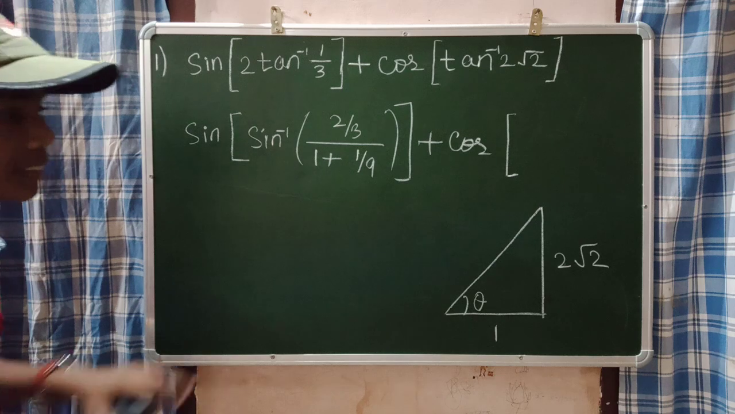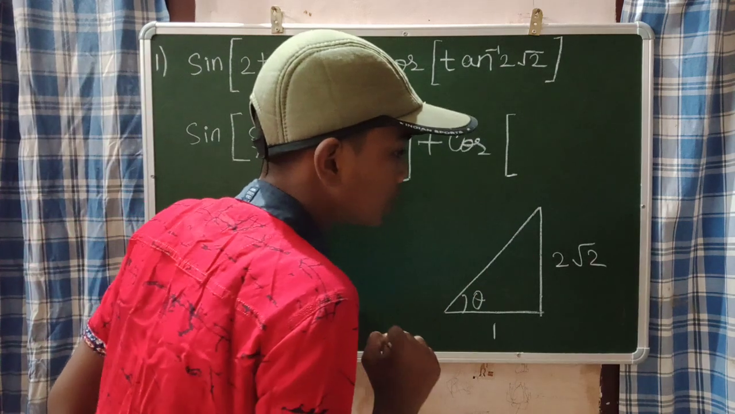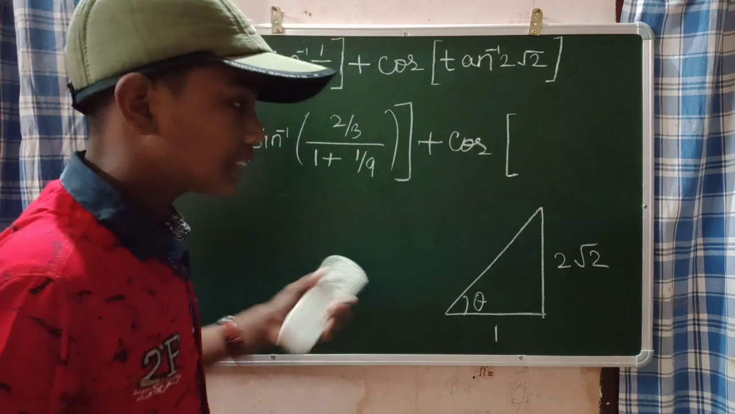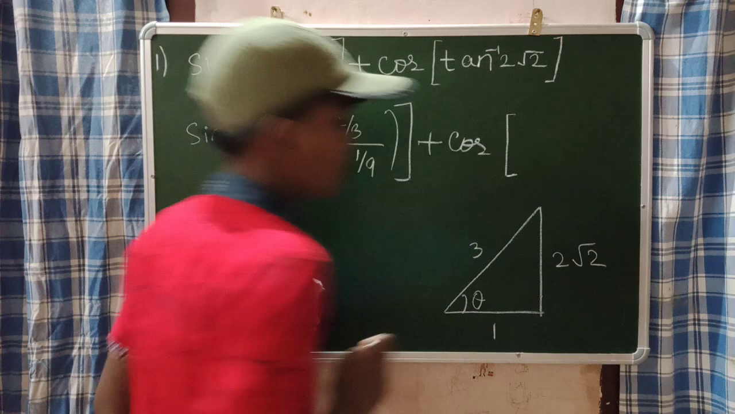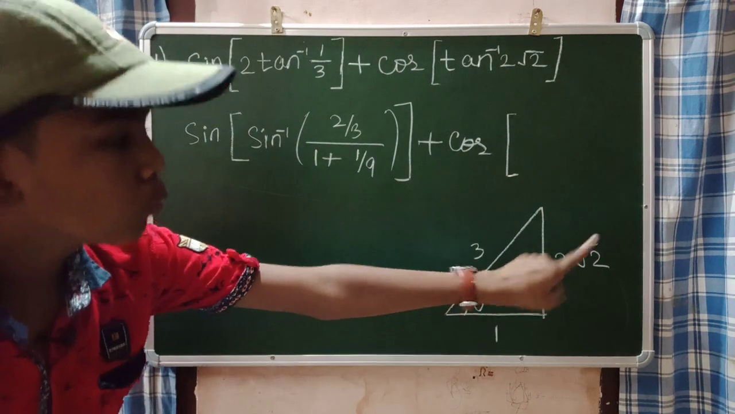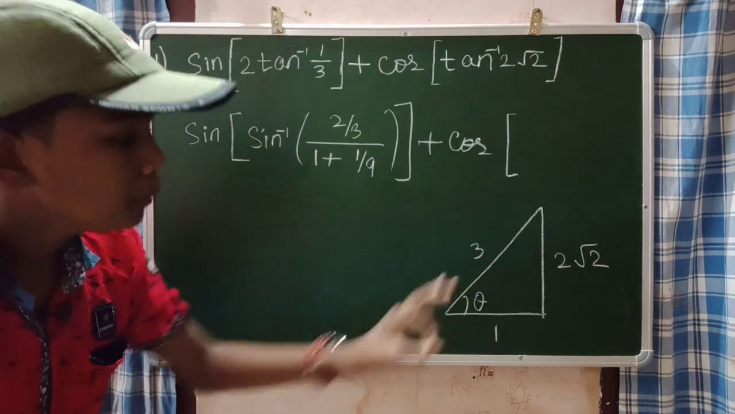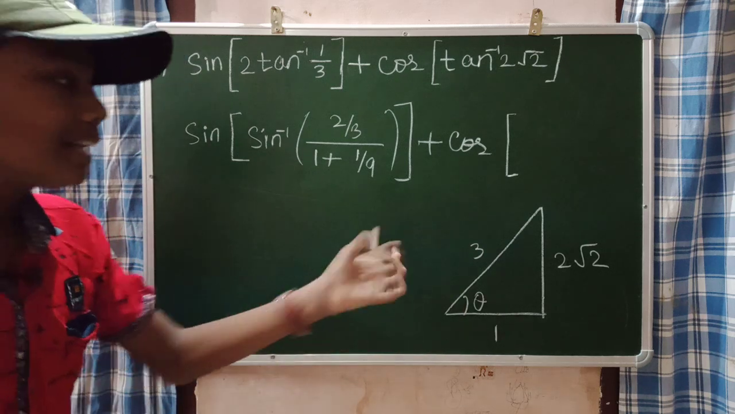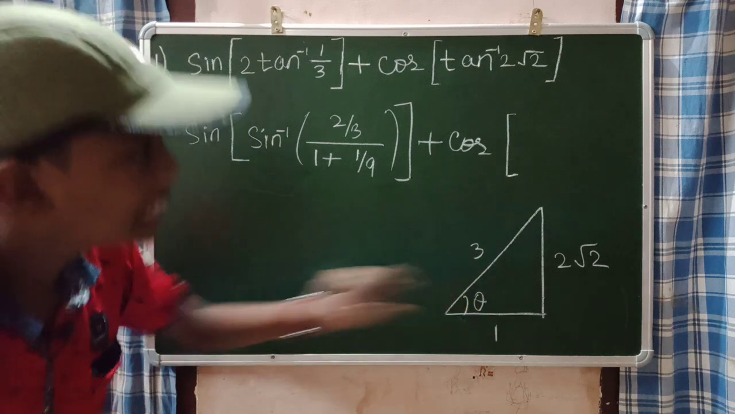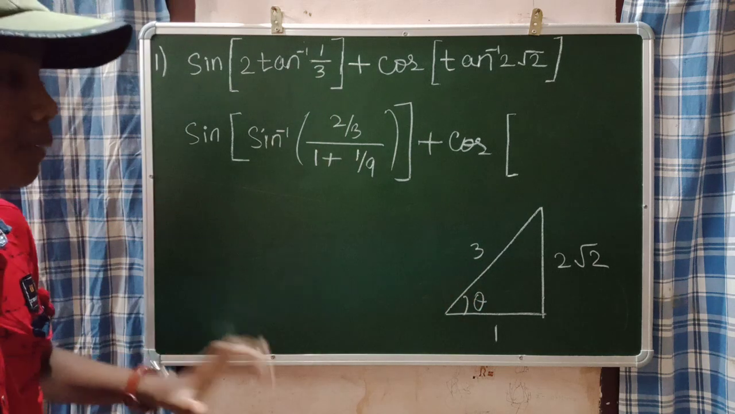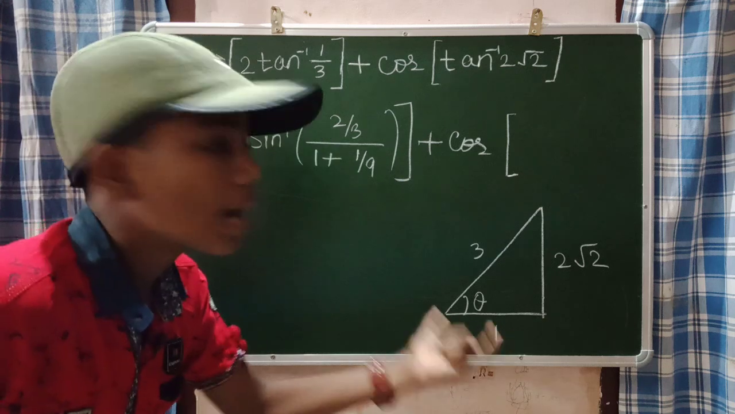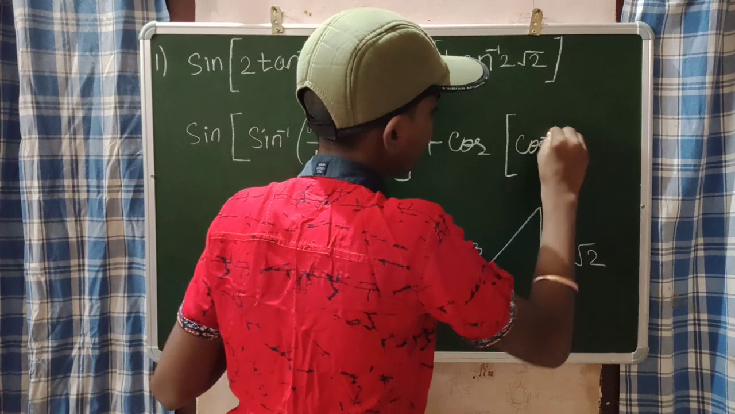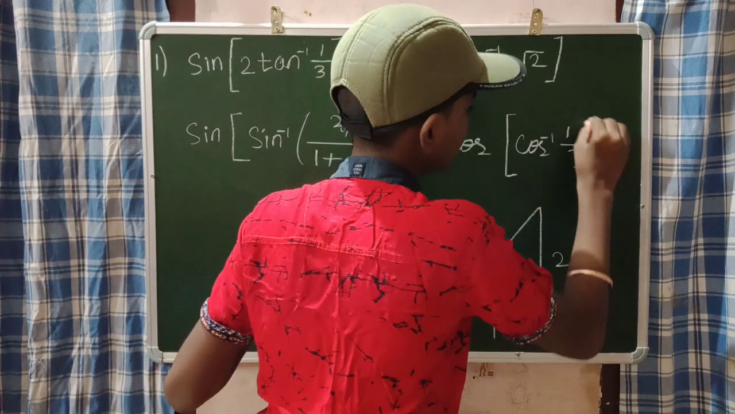So what you need to do is find the hypotenuse. How would you find the hypotenuse? Pythagoras theorem. By the Pythagoras theorem you would say that the hypotenuse will be 3 because 2 root 2 whole square will be 8. 8 plus 1 will be 9. 8 plus 1 is 9 means root of 9 is 3 only. Correct now guys? So 3 is the hypotenuse. So the cos inverse will be cos inverse of 1 by 3. This is what you will get.